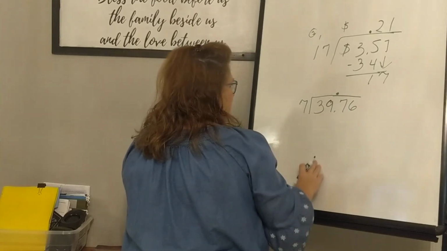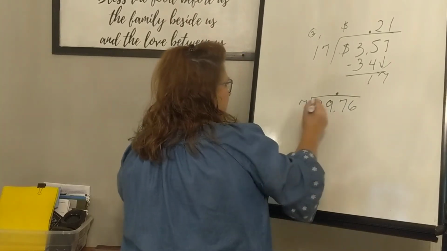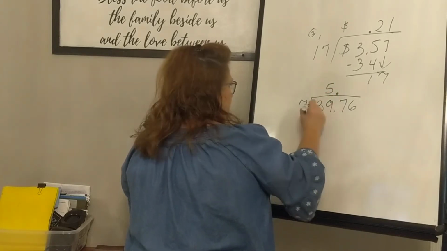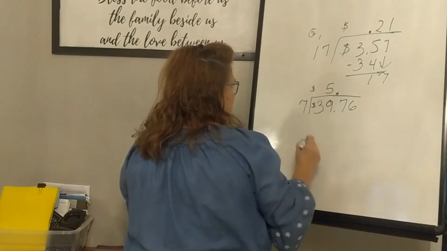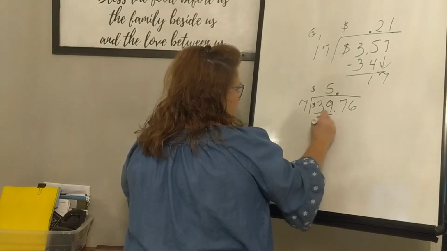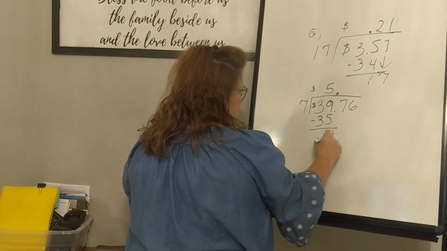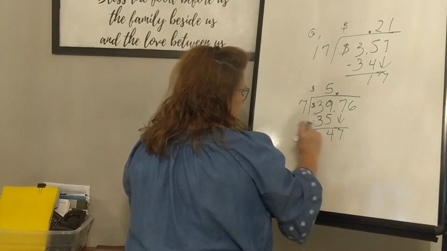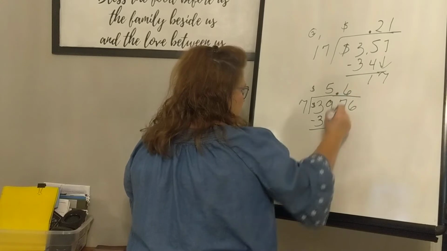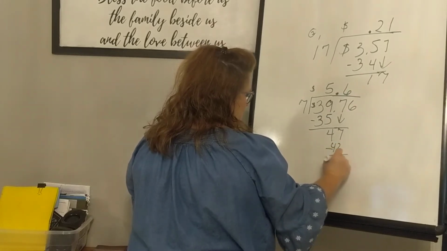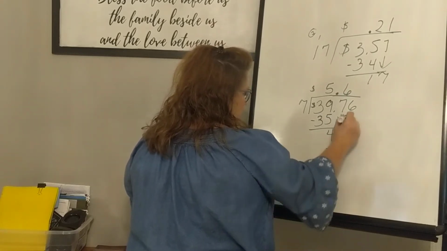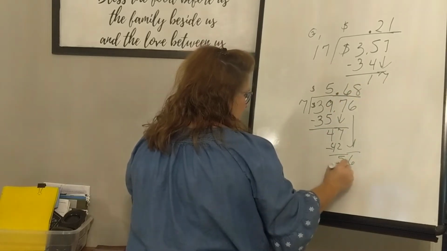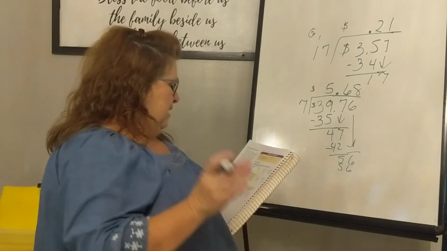How many times will 7 go into 39? 7 times 5 is 35. So we'll put a 5 there. Oh, and that was a dollar sign. Bring your dollar sign up too. 5 times 7 is 35. We subtract. 4 is smaller than our divisor. Bring down the next digit is 7. 7 times 6 is 42. Subtract. 5 is smaller. Bring down our last digit, which is a 6. And 7 times 8 is 56. So your decimal just comes straight up.